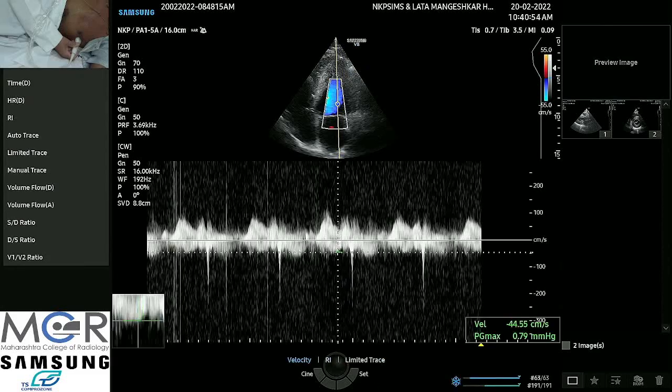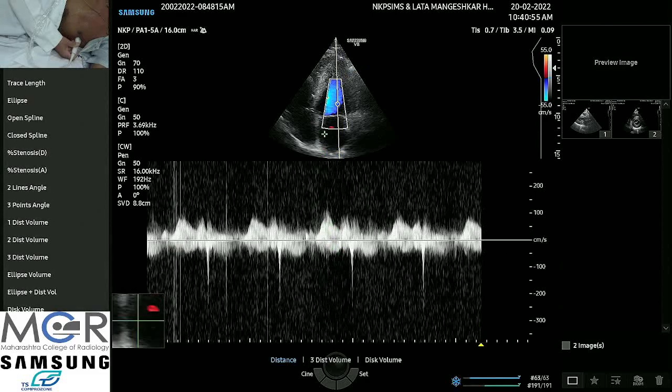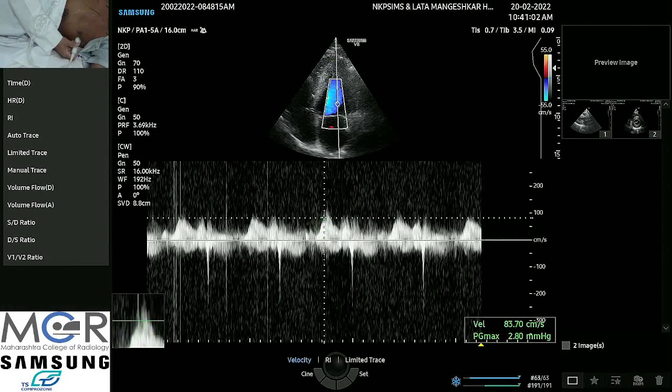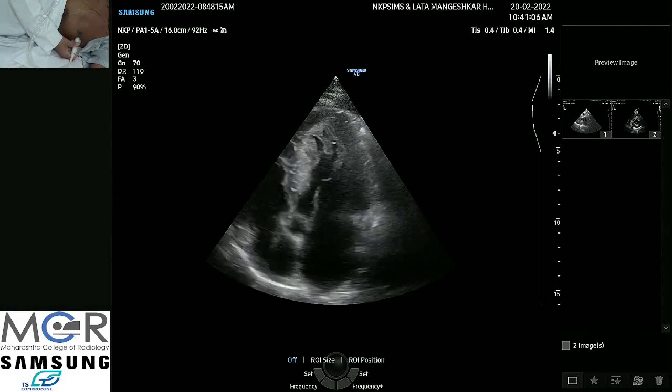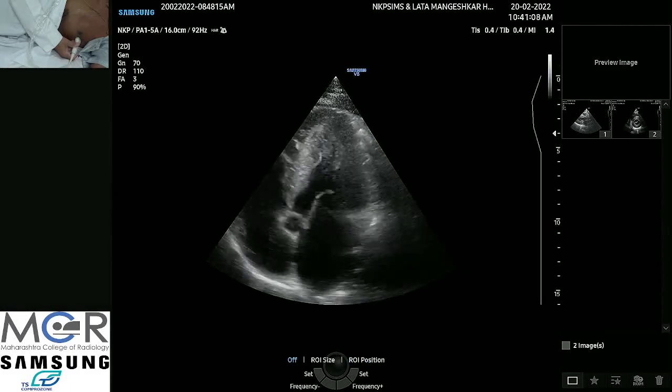Now this envelope is full of velocities because it is picking up velocities right from the top to the bottom. All velocities are picked up. We don't know which velocity is coming from which side. So this is the basic difference between PW and CW.